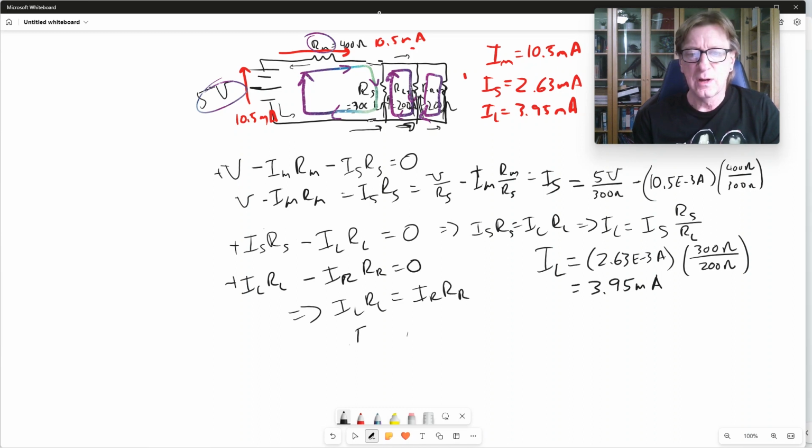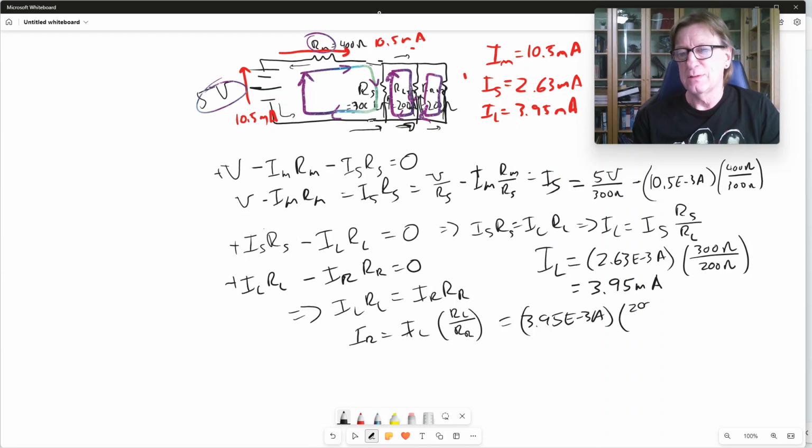Remember, I'm looking for IR. And so IR must equal IL times RL over RR. Well, I know IL is 3.95 times 10 to the minus 3 amps. I know that RL is 200 ohms. And I know that RR is 200 ohms. And so you see that's 1. And so IR is still equal to 3.95 milliamps. But now we've proven it. And not only that, if they're not the same, you know what to do.